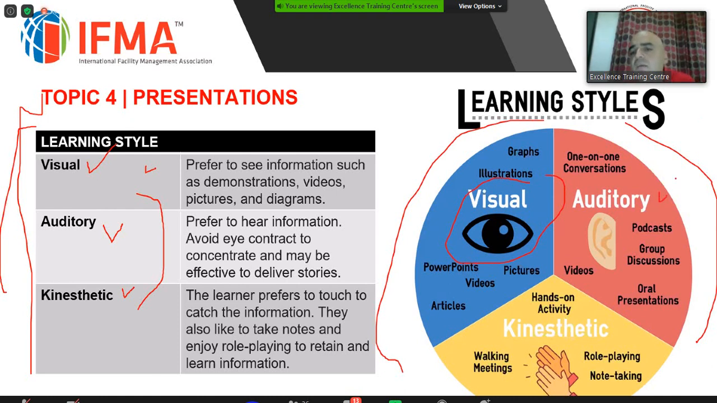Auditory, so you are listening to something. These people prefer podcasts, videos, oral presentations. They prefer to hear things. Kinesthetic, as we said, they prefer walking meetings, role-playing. For example, for sales, you can do a role-playing module. Or if you're training an employee on the maintenance of something, you can do it in front of them, or you can give them the tools and do it with them. So this is a kinesthetic way of doing things.